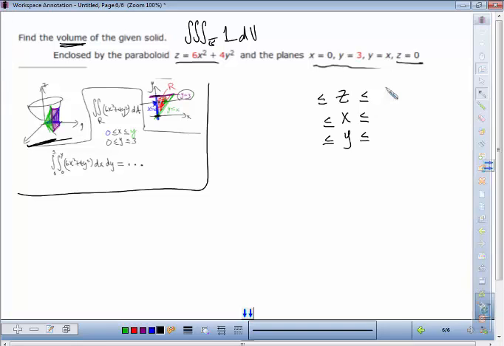Now I'm looking at that solid, and I will draw a line parallel to the z-axis and see where I'm going to enter the region and exit the region. Based on my drawing over here, or these graphs, if I'm going to integrate with respect to z, z goes from 0 to z equal to 6x squared plus 4y squared.